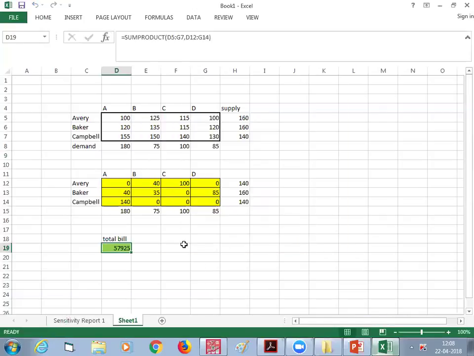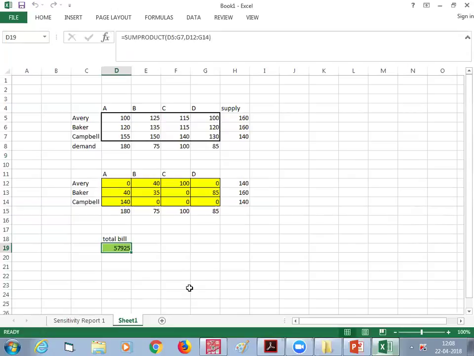So what are we saying? Avery is sent for 40 hours to B and 100 hours to C, Baker 40 hours to A, 35 hours to B, and 85 hours to D, and Campbell 140 hours to A. That meets all the requirements. And we can see that Avery has 20 hours extra.